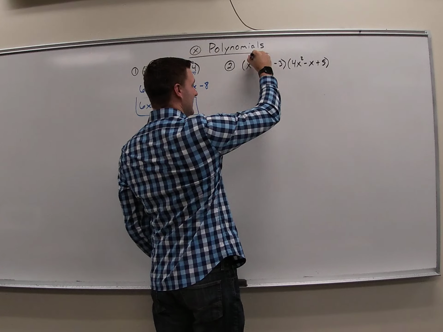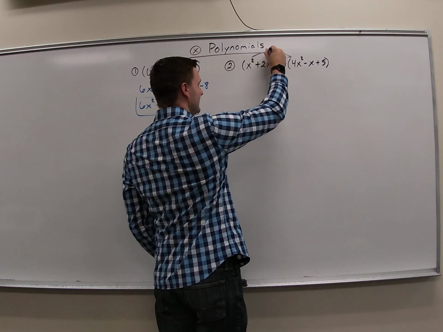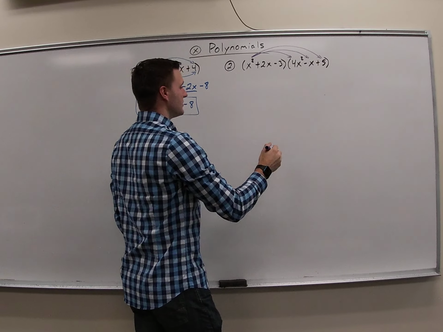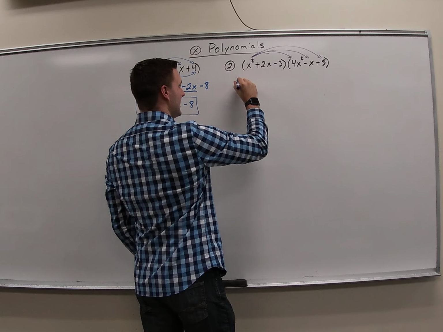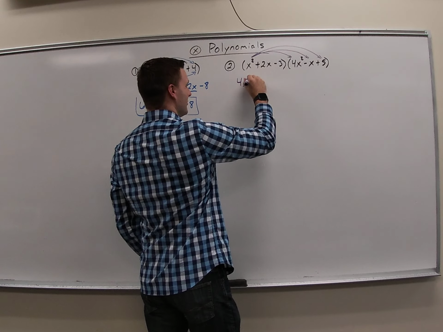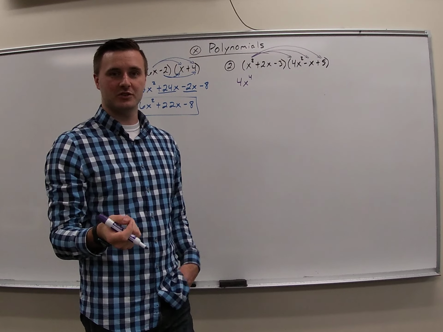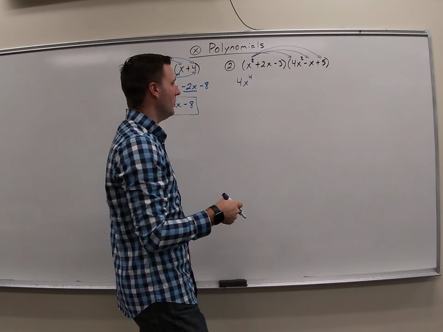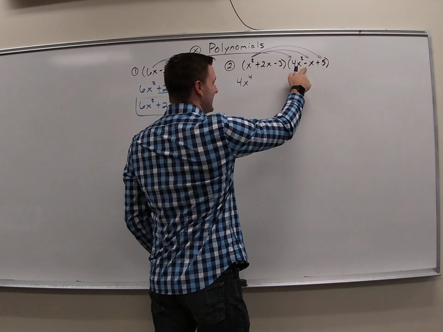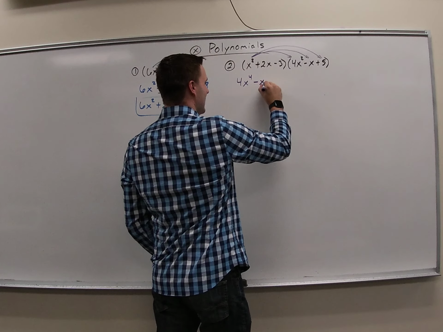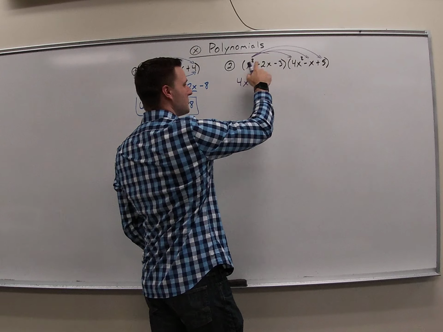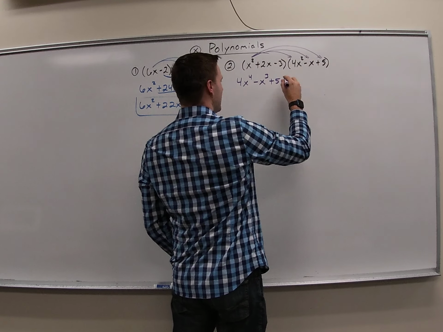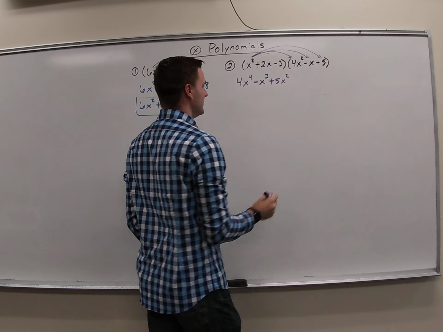So our first term, x squared, is going to be distributed to each term, all 3, in the next set of parentheses. So x squared times 4x squared gives me 4x to the 4th. When we multiply variables together, you add their exponents. So 2 plus 2 is going to give me a 4. x squared times a negative x gives me a negative x to the 3rd. x squared times a positive 5x gives me a positive 5x squared, or to the 2nd.